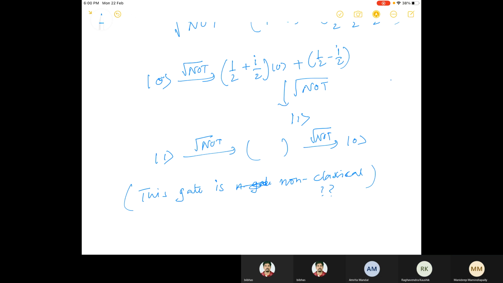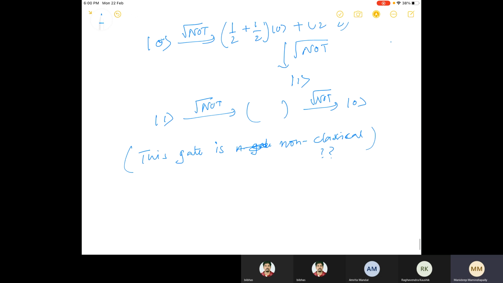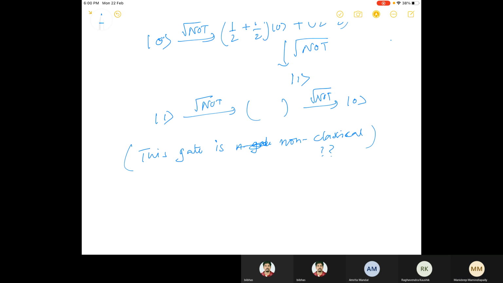Anybody else want to add anything? The output space is bigger than the input space, I think. Not really. Okay, think about it. So there will not be any question regarding this.